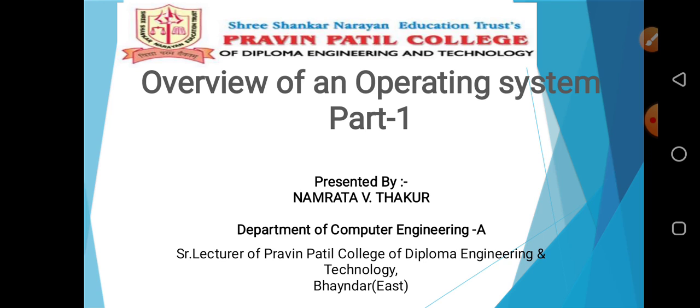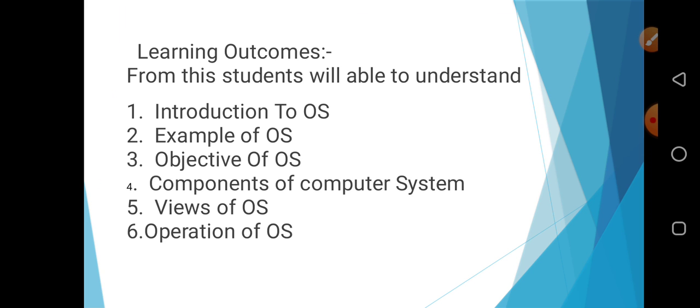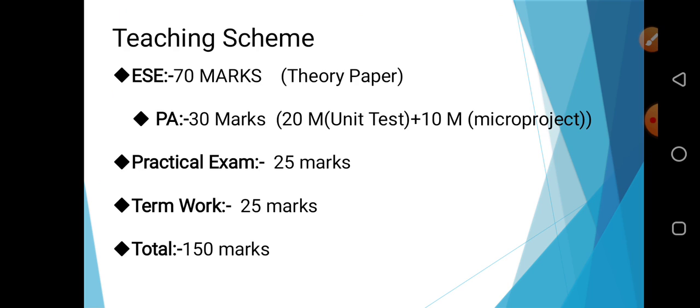Today, we are going to learn the subject Operating System, which is a 5th semester subject common for IF and CO group. So let's start this subject with the first chapter of the OS, the overview of an operating system. This is the first video of the subject. From this video, the student will be able to understand the introduction, example, objective, views and operation of the OS along with the components of the computer system.